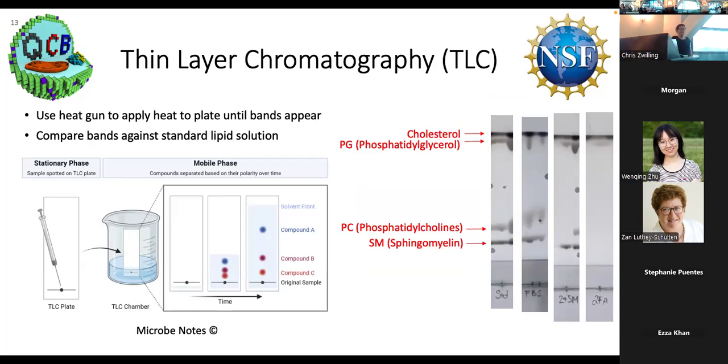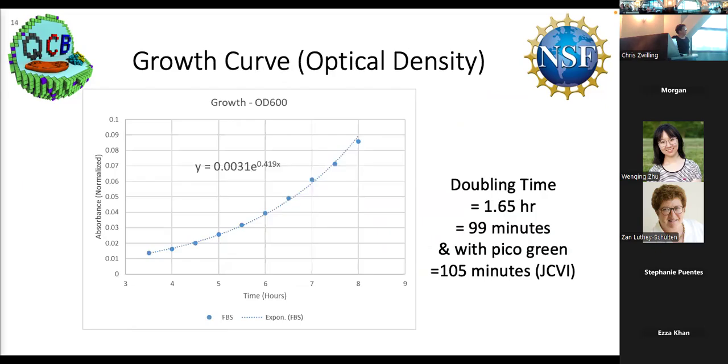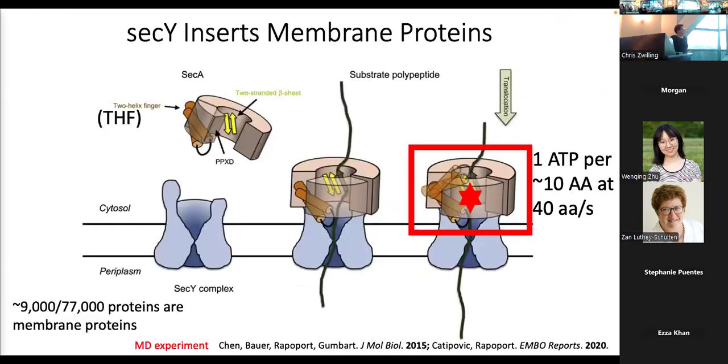This is just one of the many experiments they did, but here's the nicest one. They did a growth curve and got a doubling time of about 99 minutes. Now, what JCVI had measured and what was in our Cell paper was about 105 minutes, but they had done it by labeling with PicoGreen. What they did here in the summer school, they used optical density at that particular wavelength to do it, right?